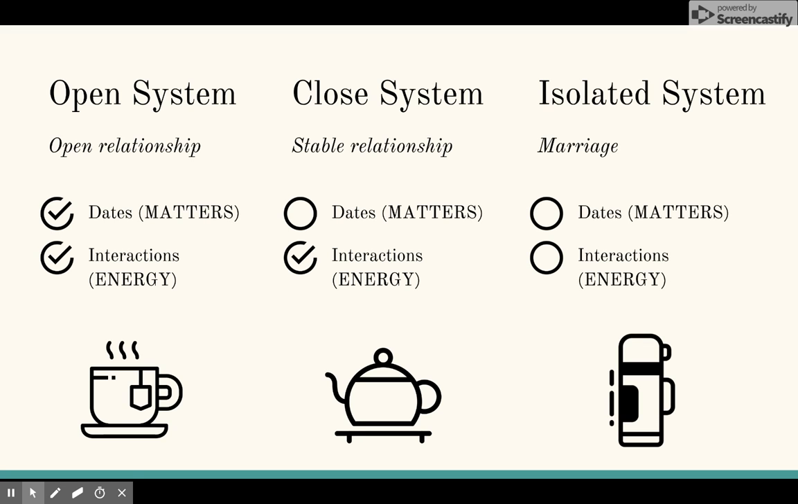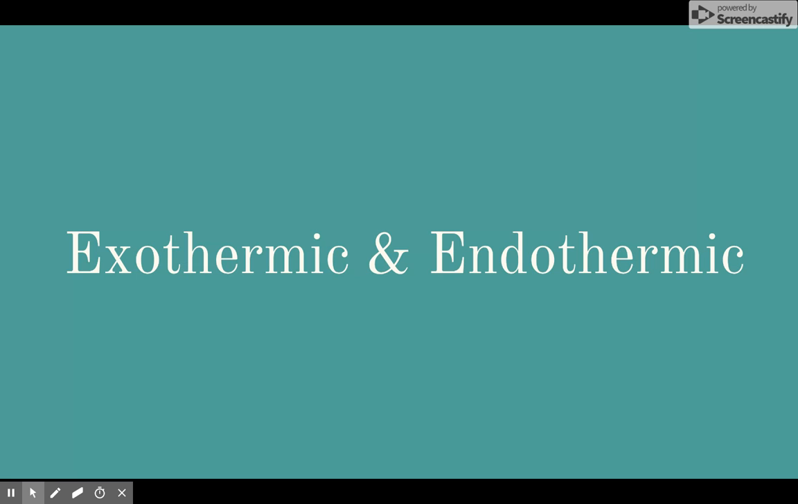Lastly, an isolated system is like a married couple. Dates and interactions that can potentially lead to affairs are not allowed. The types of interactions between the system and surroundings can be classified as exothermic or endothermic.